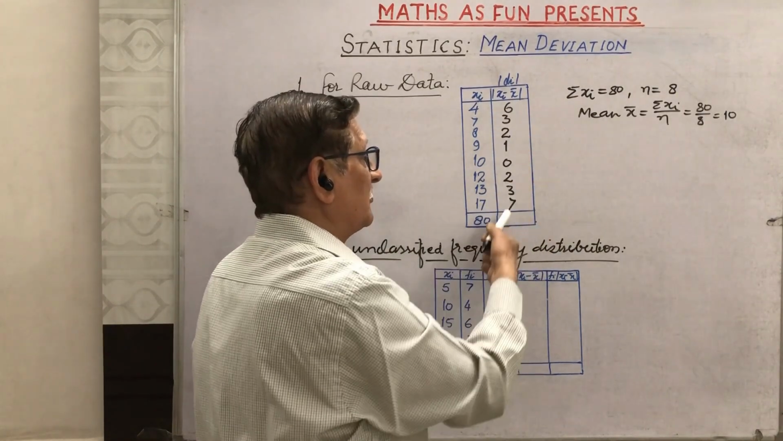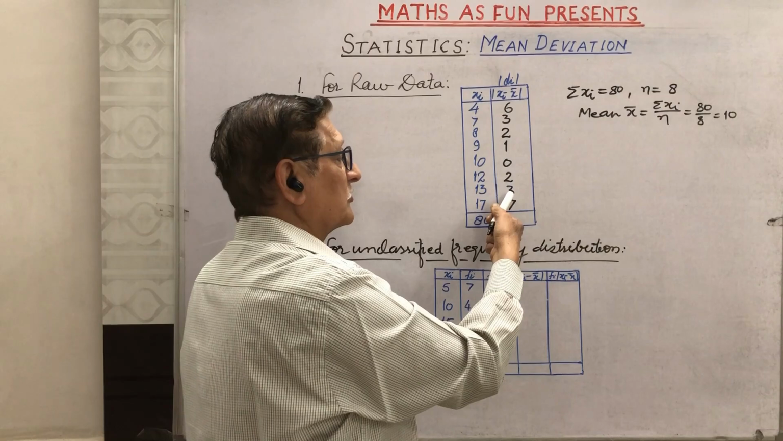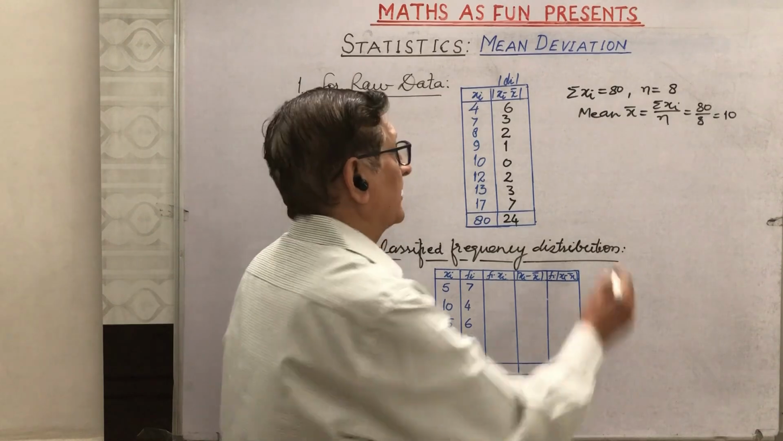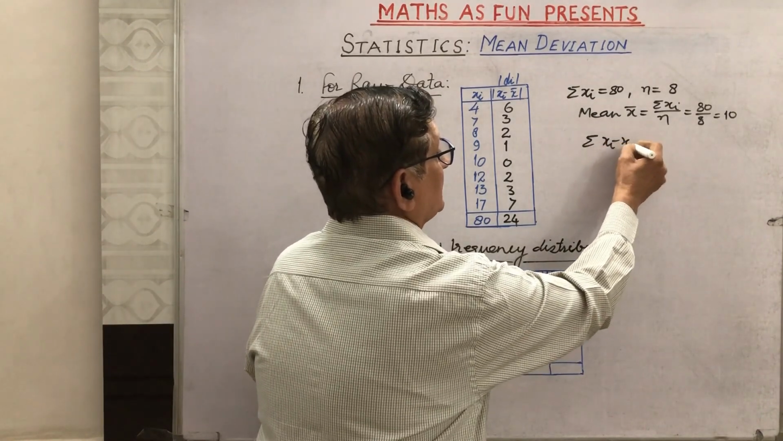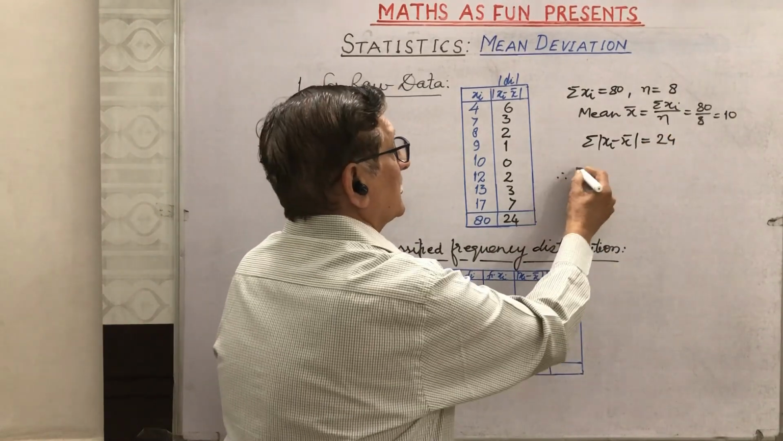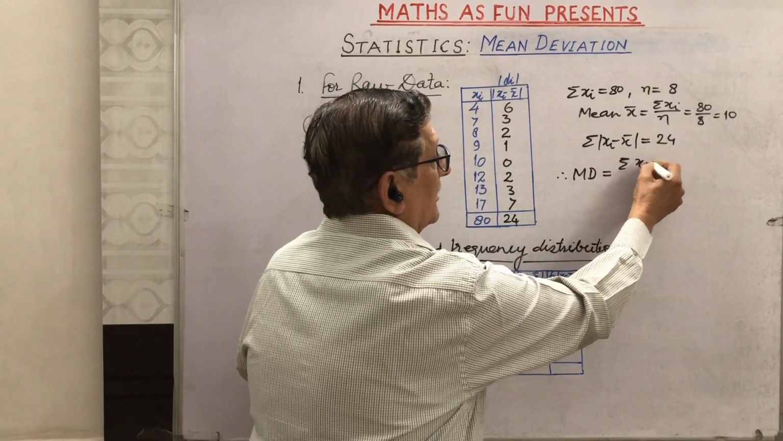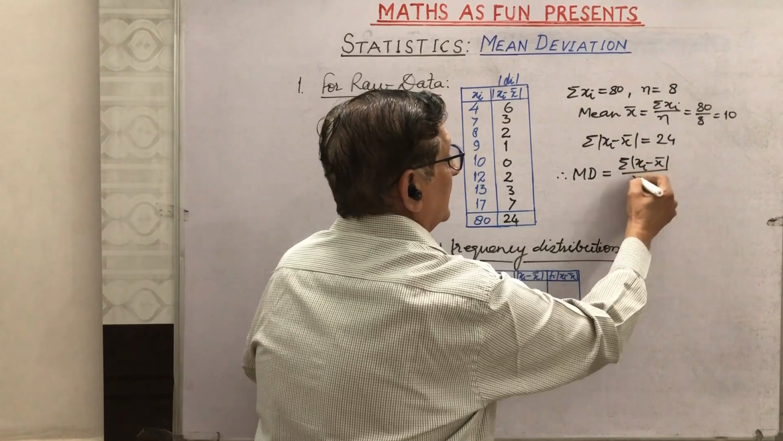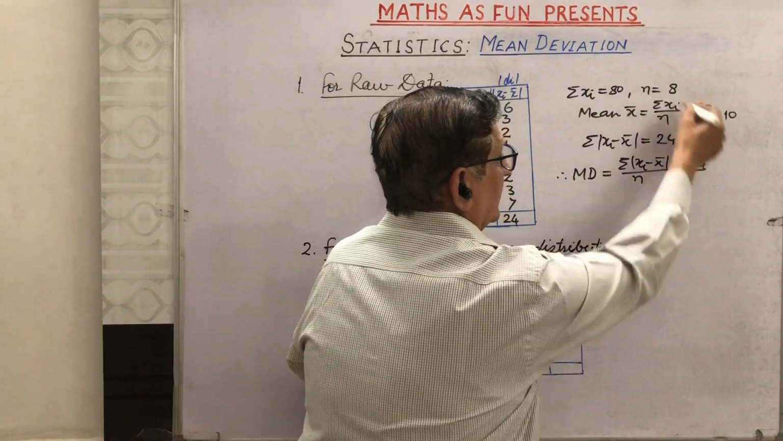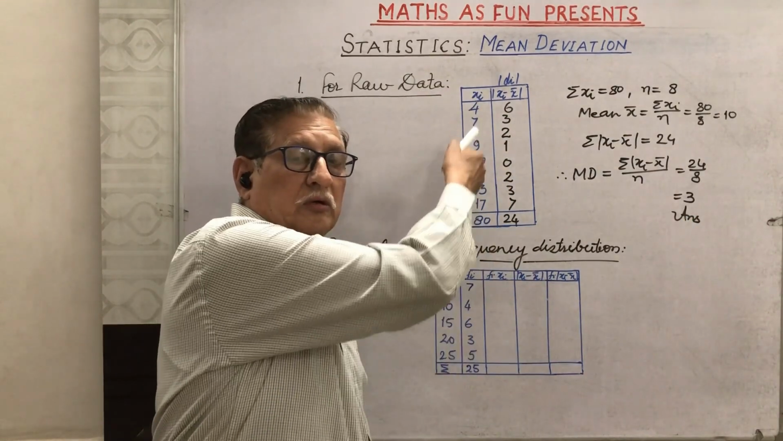And then we have to find the sum of them. That is 6, 3, 9, 2, 11, 12, 14, 3, 17 and 7, 24. So we are getting sigma modulus of xi minus x bar equal to 24. Therefore the mean deviation from mean will be sigma modulus of xi minus x bar divided by n. In this case it is 24 divided by 8, that comes as 3. So 3 is the mean deviation of this particular problem.